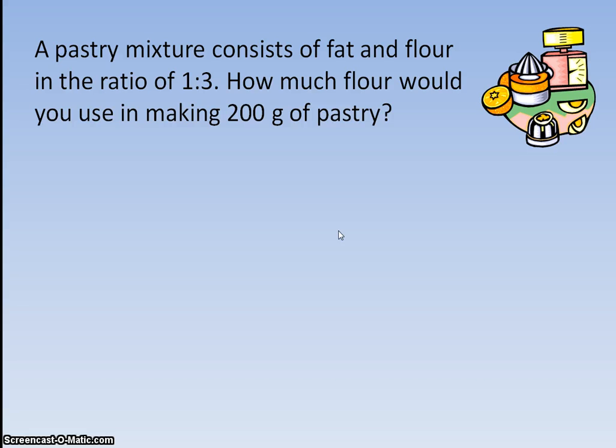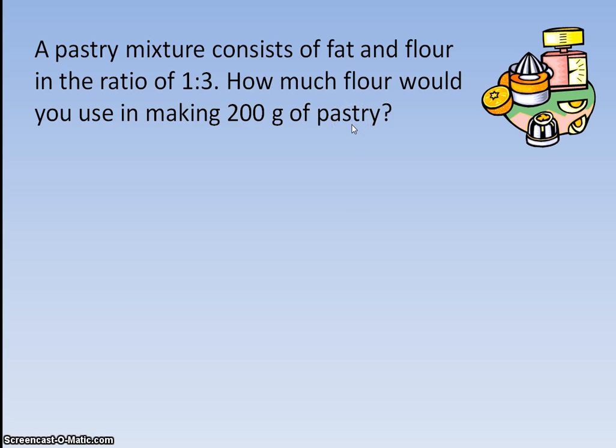A pastry mixture consists of fat and flour in the ratio of 1 to 3. How much flour would you use in making 200 grams of pastry? Now, you may recall that a key thing to remember is that the order in which these ingredients are written in the sentence, fat and flour, is the same order in the ratio. So the fat is equal to 1 part of the ratio and the flour is equal to 3 parts.